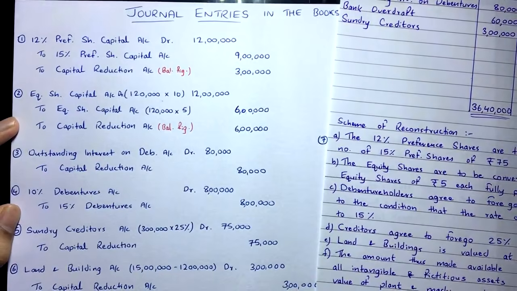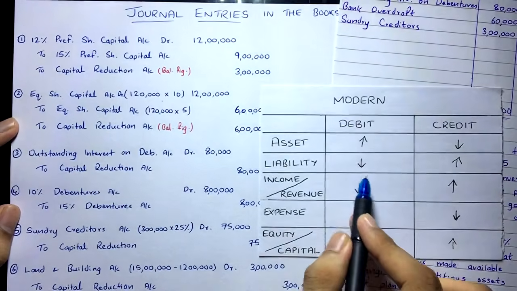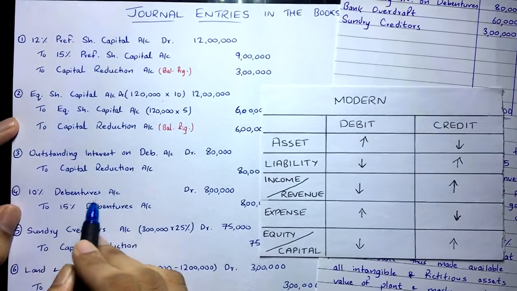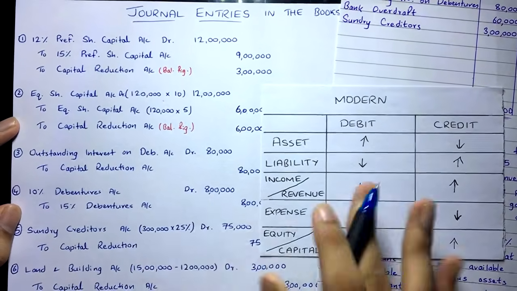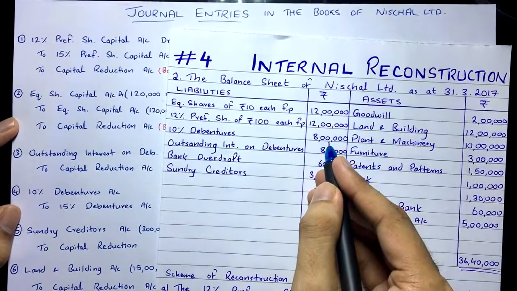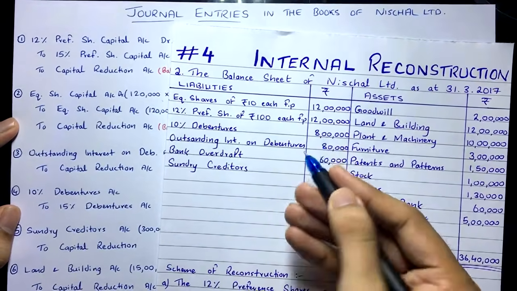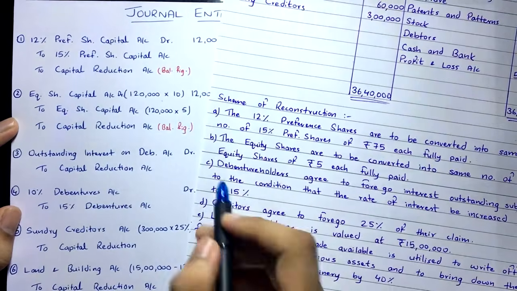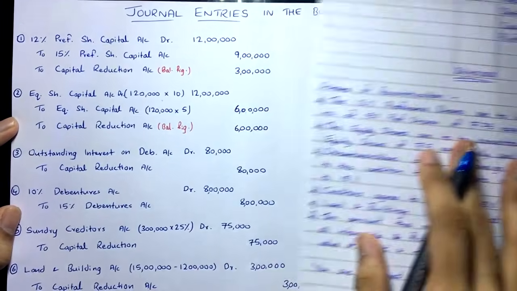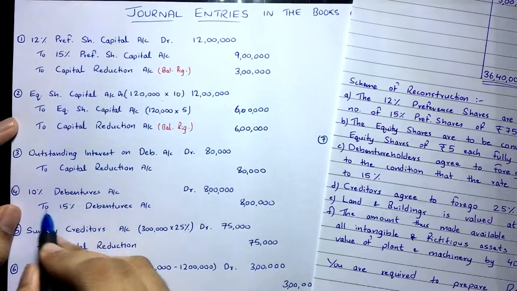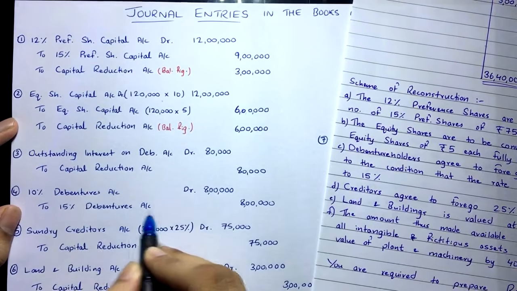Now what is a debenture? Debenture is like a loan, right? It's a liability. To cancel the old debentures, you have to debit that. 10% debentures account, debit 8 lakh. It is given in the balance sheet, see here, 10% debentures 8 lakh. You have to cancel off these debentures and create new 15% debentures as given in the C question. So cancel off the old debenture, the old liability of 8 lakh, and create new debentures: 15% debentures account, 8 lakh.